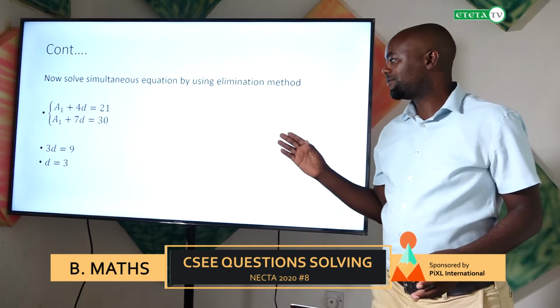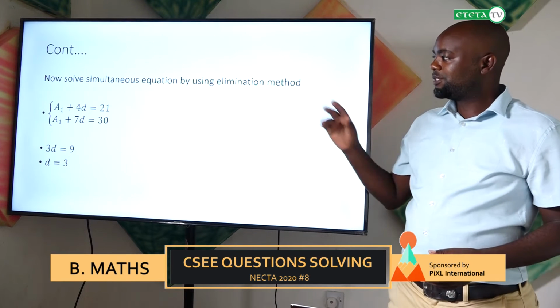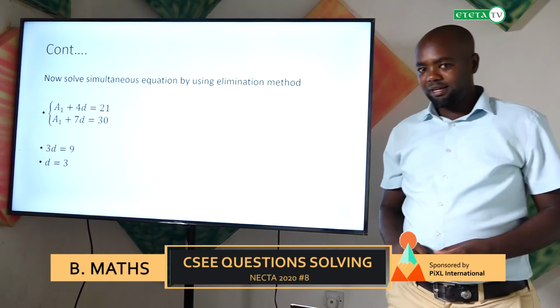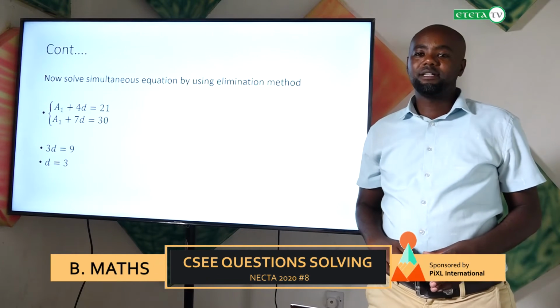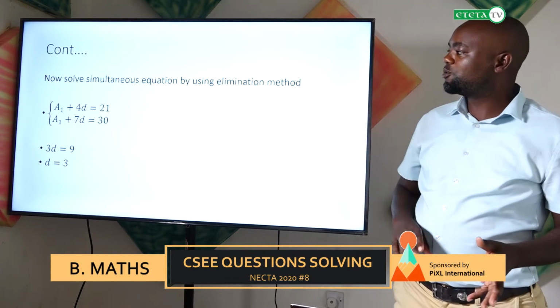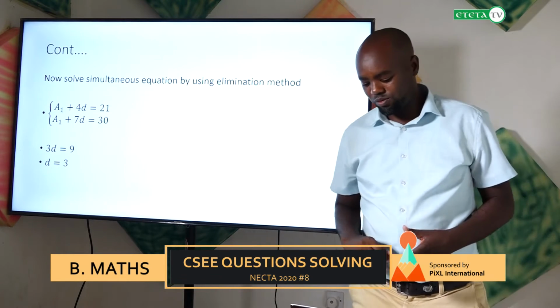Now you have one of the unknowns, which is D. The task you are supposed to do now is to find the value of A1. How can you get the value of A1? You are supposed to substitute D in any of the two equations. You can substitute D in equation 1 or in equation 2, whatever the case.